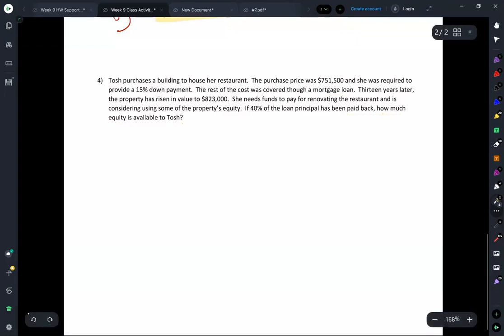available to Tosh? So first of all, you need to know that equity equals appraised value minus the remaining balance. So we have to figure out those two things.